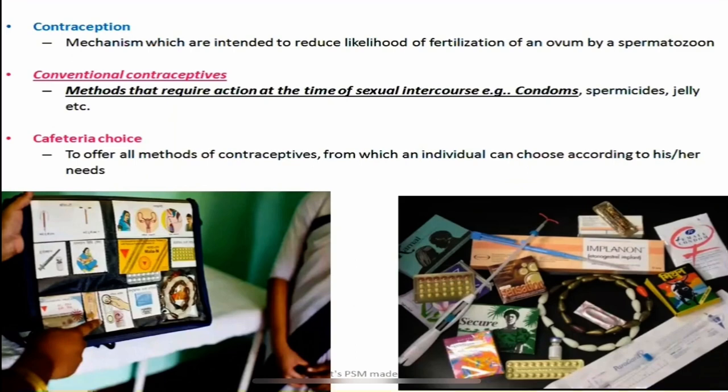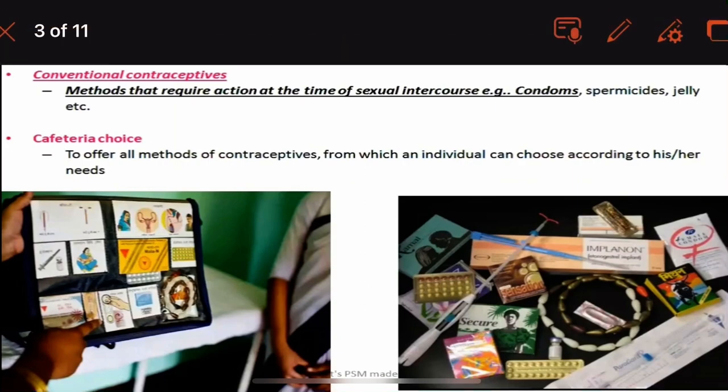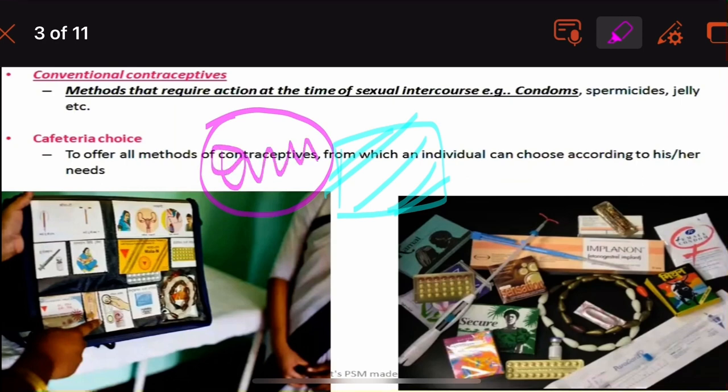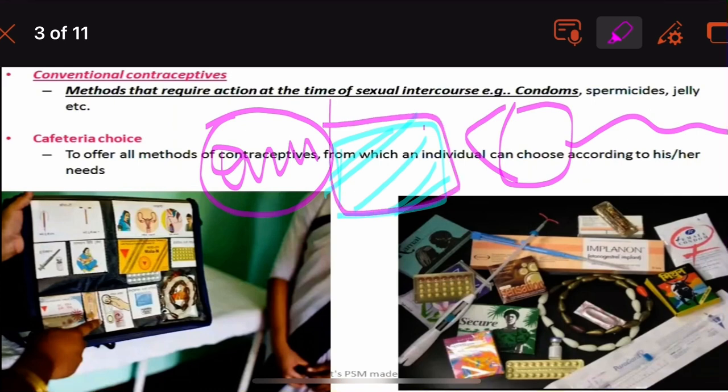What is contraception? Contraception is a mechanism. What is the role of this mechanism? It is intended to reduce or prevent the fertilization of an ovum with a spermatozoon. So what does contraception do? It acts as a barrier. It prevents the fertilization of the ovum with the spermatozoon. That is nothing but contraception.